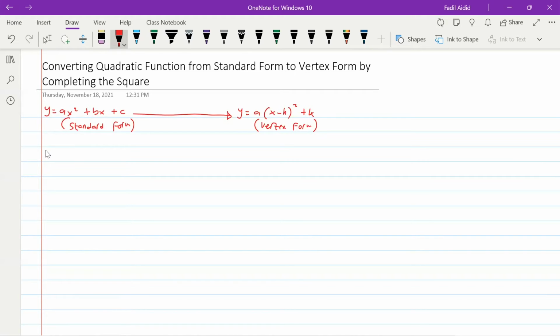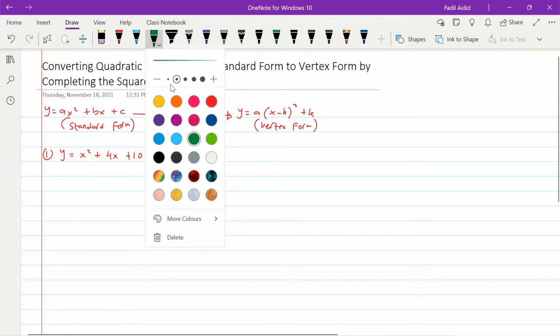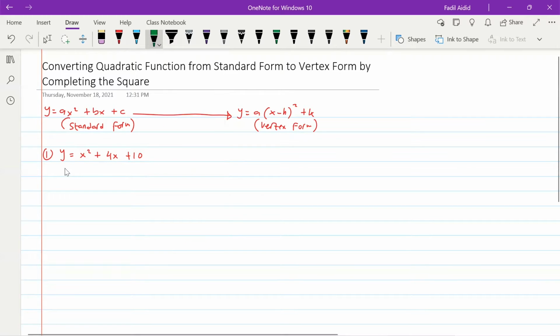So the first example is y equals x squared plus 4x plus 10. The first step, we need to get rid of the constant term on the right side of the equation. So we subtract both sides of the equation by 10. So it's going to be y minus 10 equals x squared plus 4x.